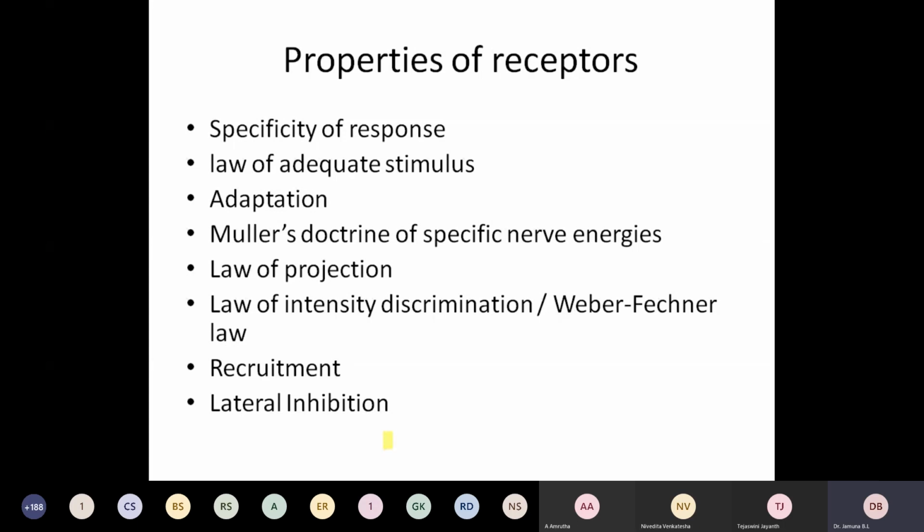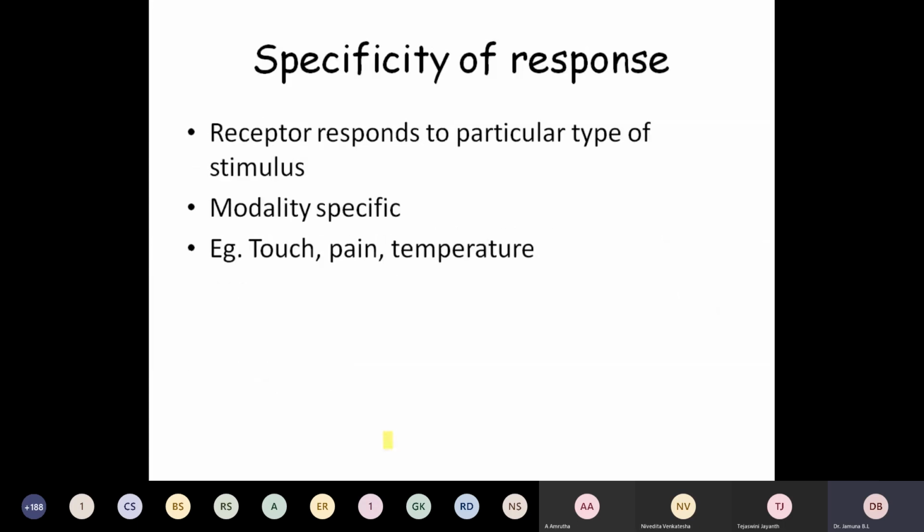So let us discuss these properties one by one. Coming to the first property, that is specificity of a response. Each receptor responds to a particular type of stimulus. If this is touch, the mechanoreceptors are there, so they respond to a mechanical stimulus. They will not respond to other types of stimulus. That means they are modality specific. So the touch receptors will give only a touch sensation.